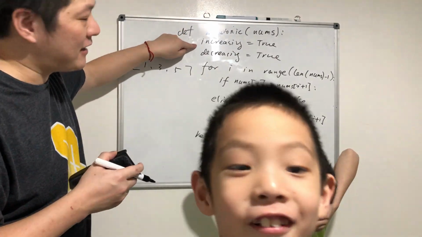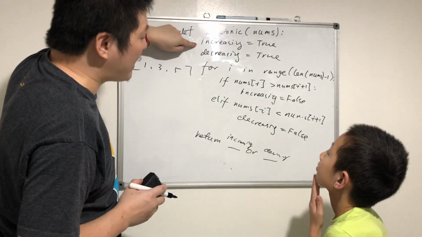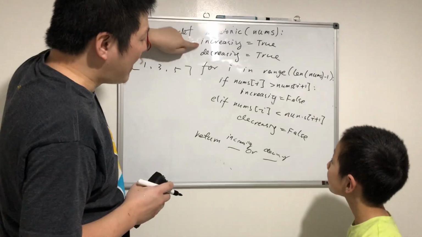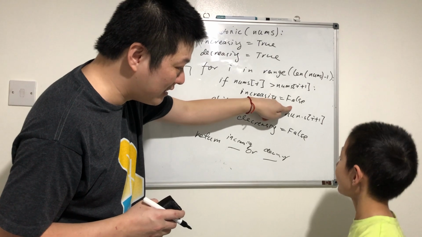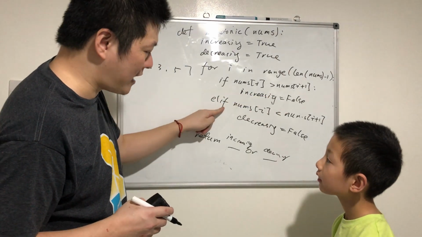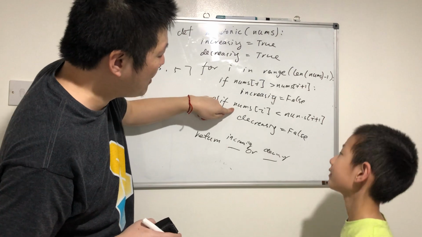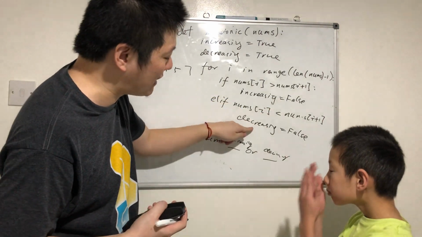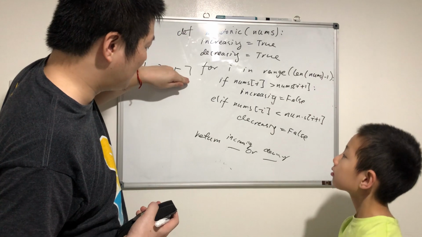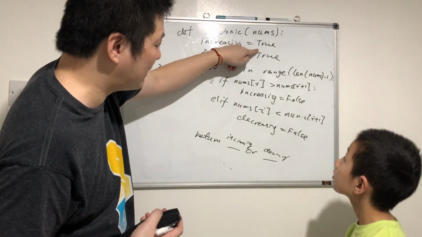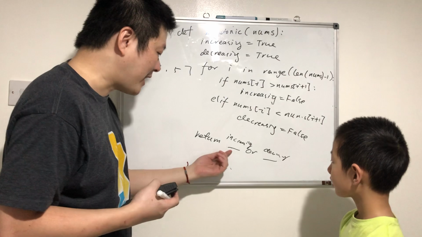So we make an assumption, looking at increasing only: I assume the array is monotonically increasing. Now if I find a place where this number is bigger than the next number, then it must not be increasing, right? Elif means else if. The same goes for decreasing. If I assume it is decreasing, but I find the current number is smaller than the next number, then it must not be decreasing. If I go through the numbers once and increasing is still true, then it's monotonically increasing. If decreasing is still true, it's monotonically decreasing.